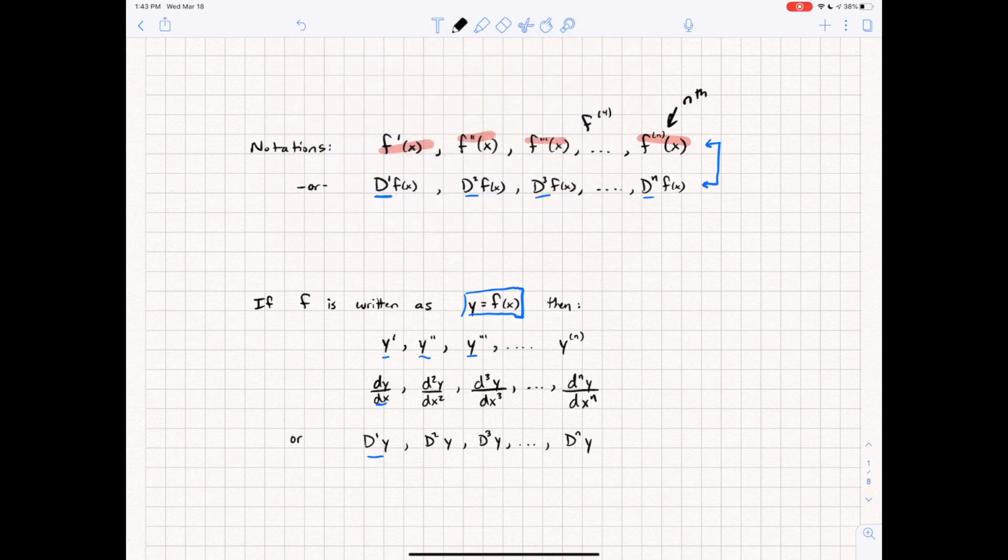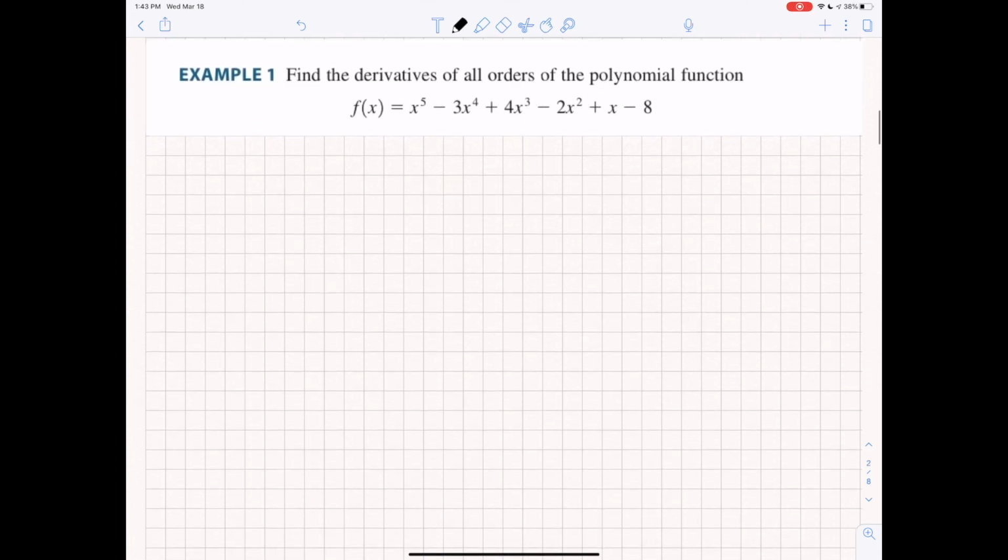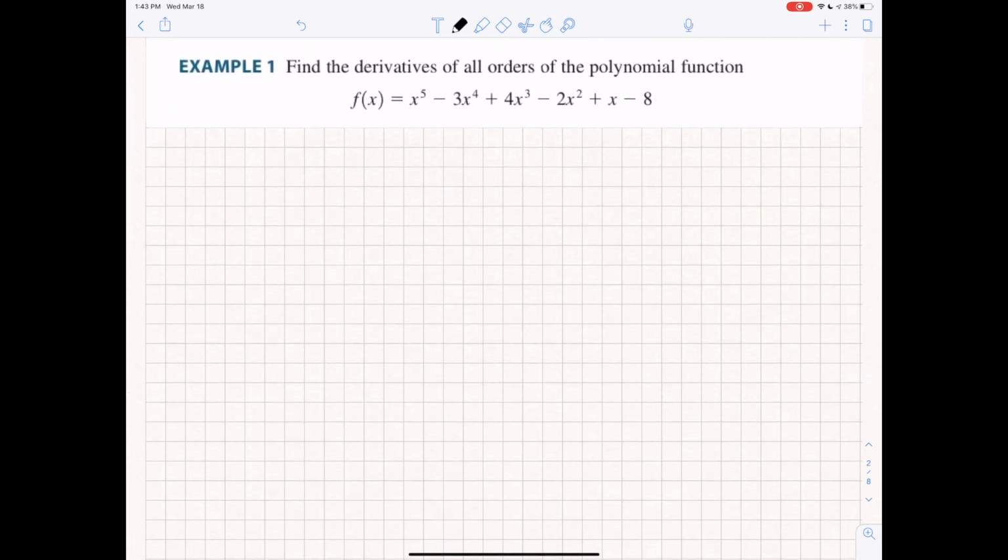All right, so the first example I have for you is example 1. Find the derivatives of all orders of the polynomial function f of x is equal to x to the fifth minus 3x to the fourth plus 4x to the third minus 2x squared plus x minus 8. All right, so go through and see if you can do this. Find the derivatives of all orders. So in other words, go through and find f prime, find f double prime, find f triple prime, etc.